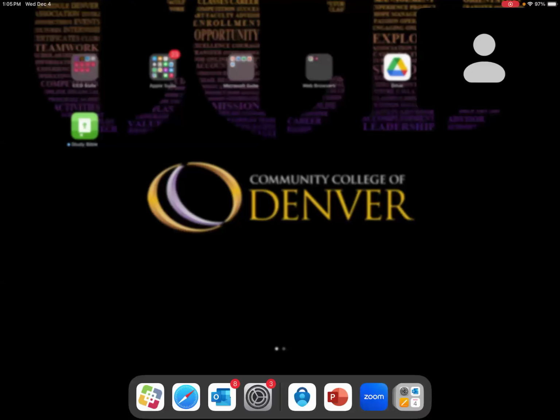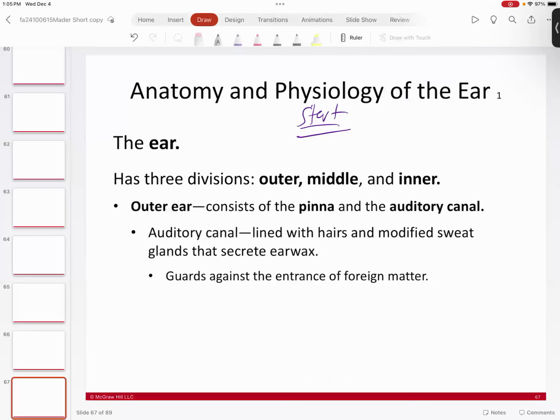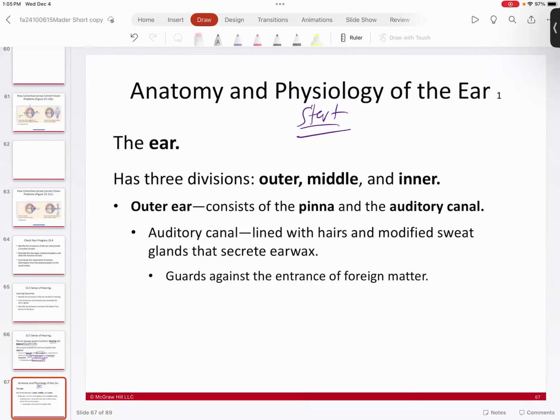Okay, let's go ahead and pick up where we left off. We're working our way through chapter 15. So, senses. We left off at the ear. We're talking about the structure.